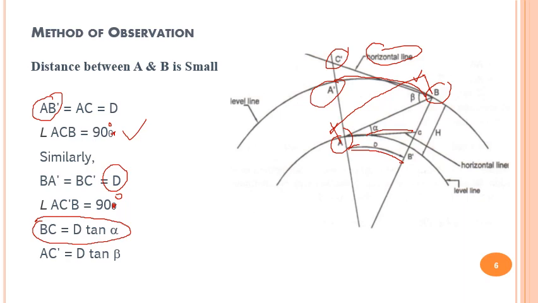Here I am drawing one triangle. This is B and this is C, BC, and the distance is referred to as D, and this angle is equal to alpha. Then BC is equal to D tan alpha.